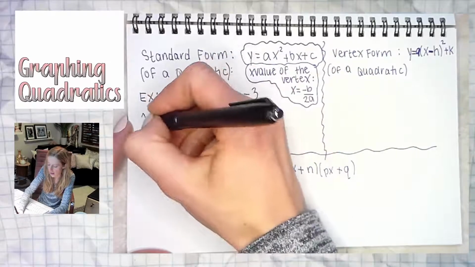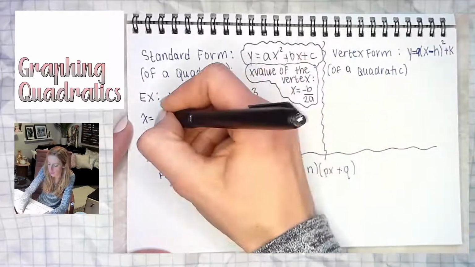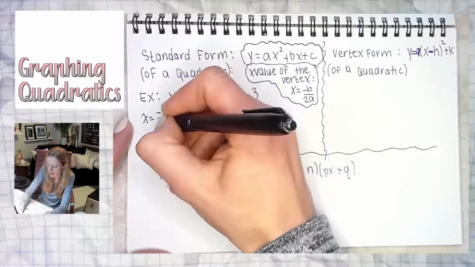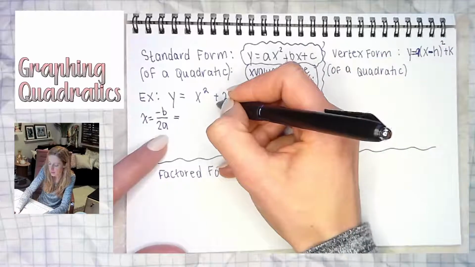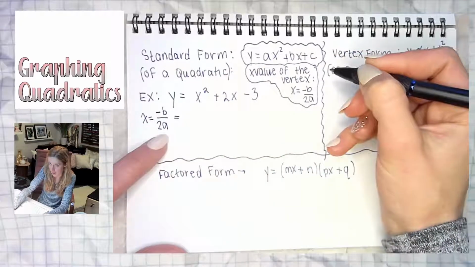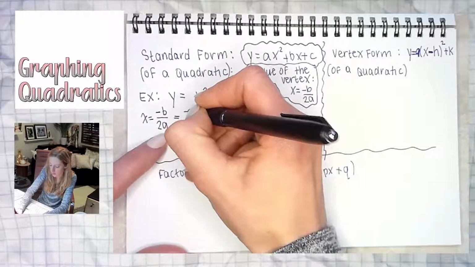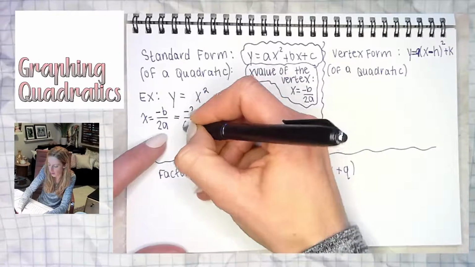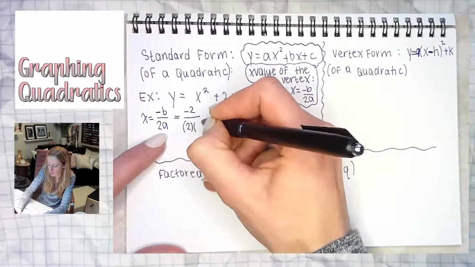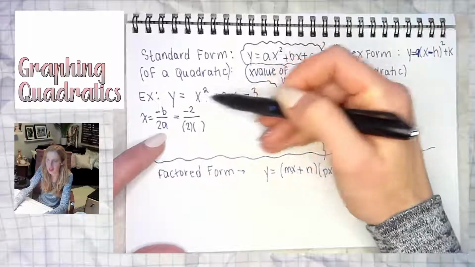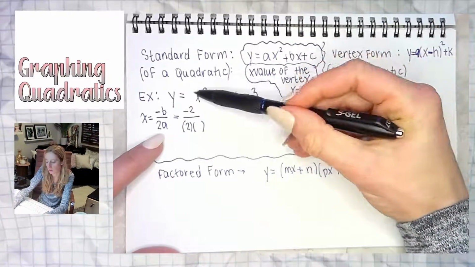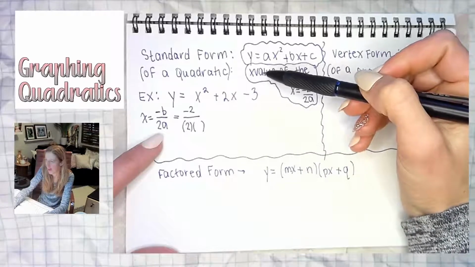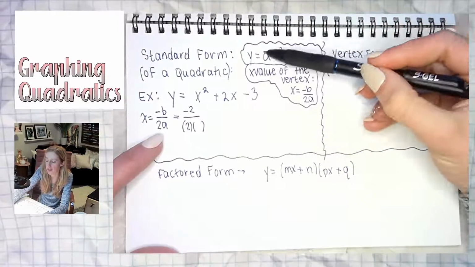So if I did x equals negative b over 2a, good habit, write out the formula until you memorize it. Negative means opposite. Opposite of 2, -2 over 2 times whatever the a value is. What's the a value in this example? A is the thing in front.